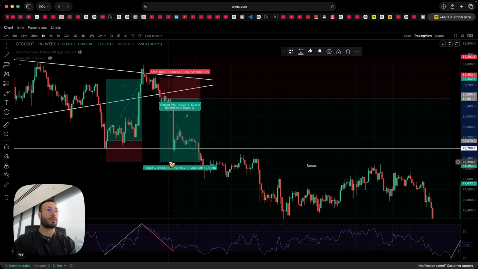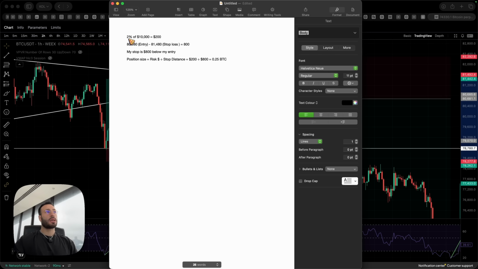78,250 is 3 times the risk below entry. So on the second case, we have the same approach. 2% of $10,000 equals $200. Subtracting the entry and the stop loss equals 800, which is the stop distance. Now dividing $200, which is the risk, by $800, the stop distance, equals once again 0.5 Bitcoins.